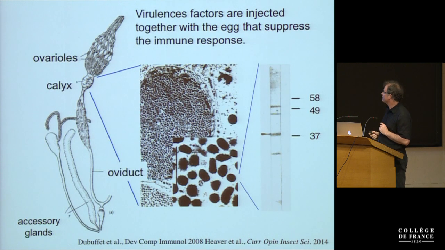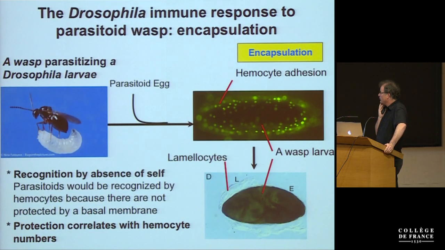So parasitoid wasps are extremely potent. They do not inject only their eggs. They also have a venom gland, where they inject many molecules that will suppress the immune response. So they inject many, many virulence factors that will block the capacity of the flies to encapsulate. So what are the mechanisms used by Drosophila to fight against those wasps? And here you have the problem of the parasites. That means the insect needs to recognize another insect.